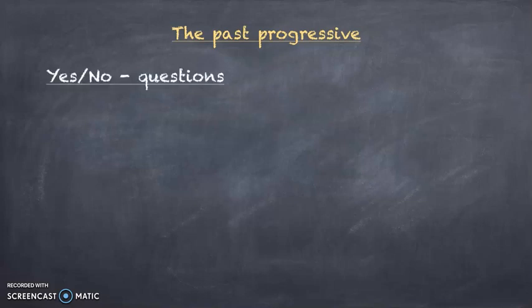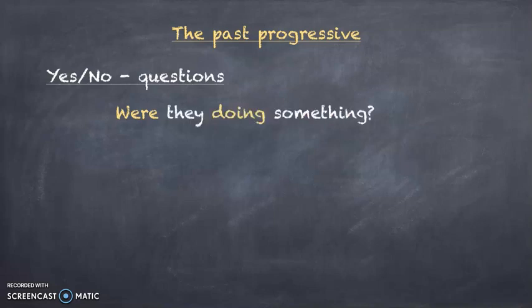So let's have a look at yes and no questions. When you have a yes-no question, you start with the form of be in the past, so you start with were or was, and then you have the subject and the verb in ing form.